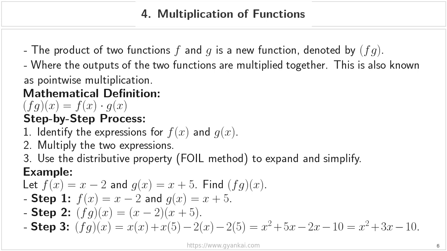In step 3, we expand the expression using FOIL. We multiply x by x to get x squared, then x by 5 to get 5x, then negative 2 by x to get negative 2x, and finally, negative 2 by 5 to get negative 10. This gives us x squared plus 5x minus 2x minus 10. After combining the like terms, 5x and negative 2x, we arrive at our final simplified answer, x squared plus 3x minus 10.